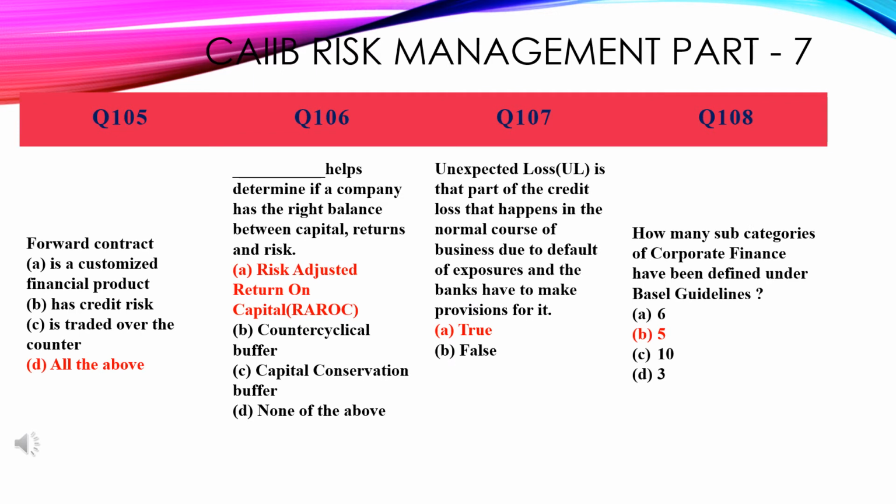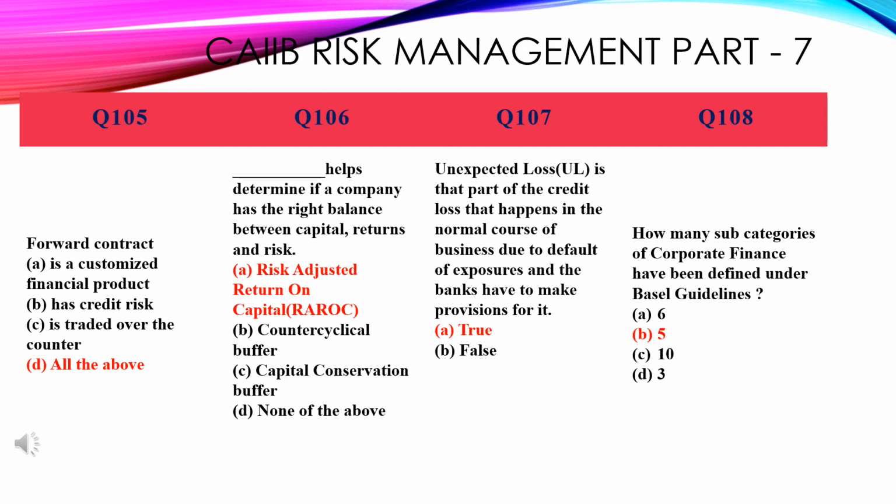Now, in this slide, there are also 4 questions given. So this is the 105th question of ours. We need to solve each and every question before attempting the exam. So let's see here, without wasting our time, just read the question. Forward contract. So what is a forward contract? There are 4 options given.